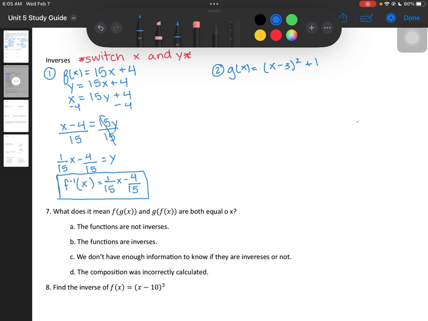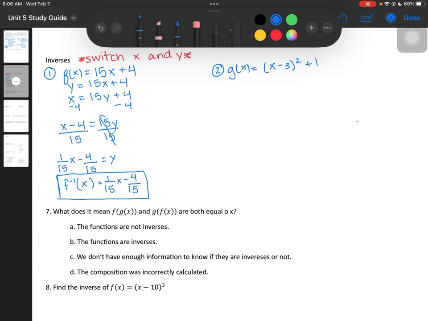So that is what our inverse form is going to look like. That -1 is not an exponent. It's just a notation form for when we talk about inverses. All right. So we have another inverse problem.